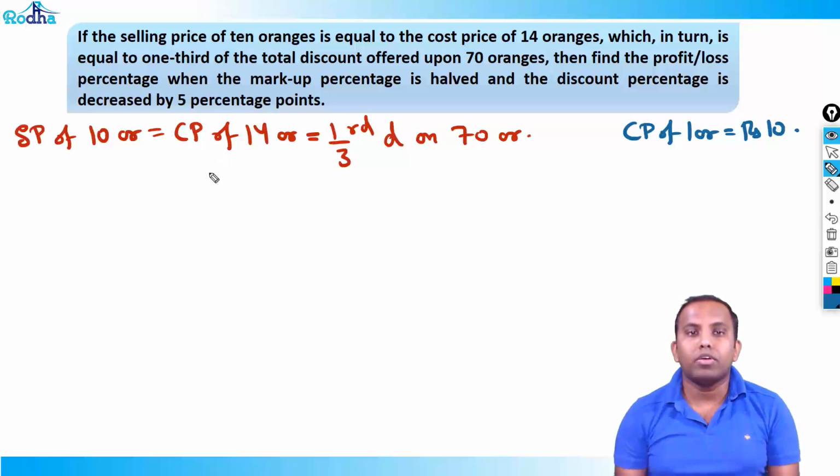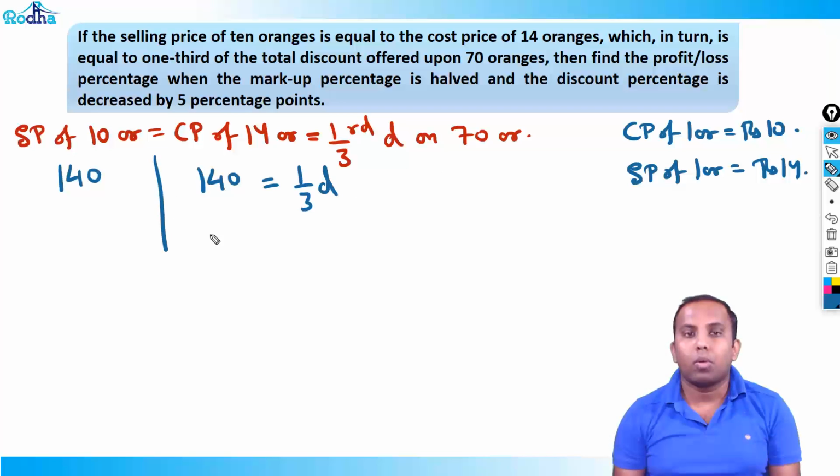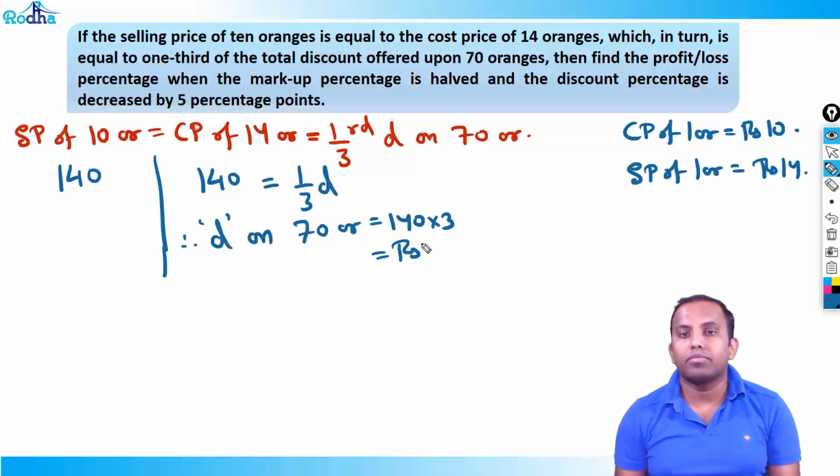Okay, so what is the CP of 14 oranges? It is equal to 140. What is the SP of 10 oranges? Because SP of 10 oranges is equal to CP of 14 oranges, this is again 140, right? That means SP of 1 orange is 14 rupees. So 140 is equal to 1/3 discount on 70 oranges. Therefore, discount on 70 oranges is 140 into 3, rupees 420.